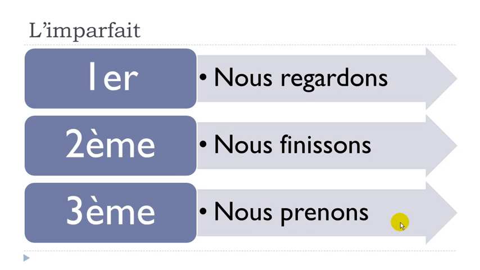The reason why I wanted you to see the nous form is just because that's the form we will use to construct the imparfait.